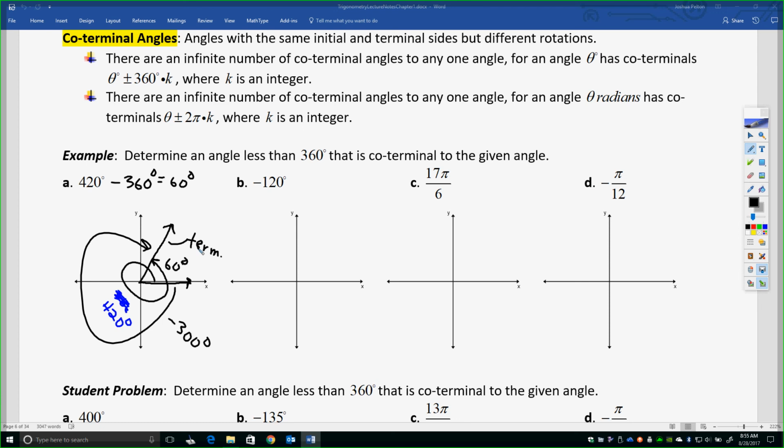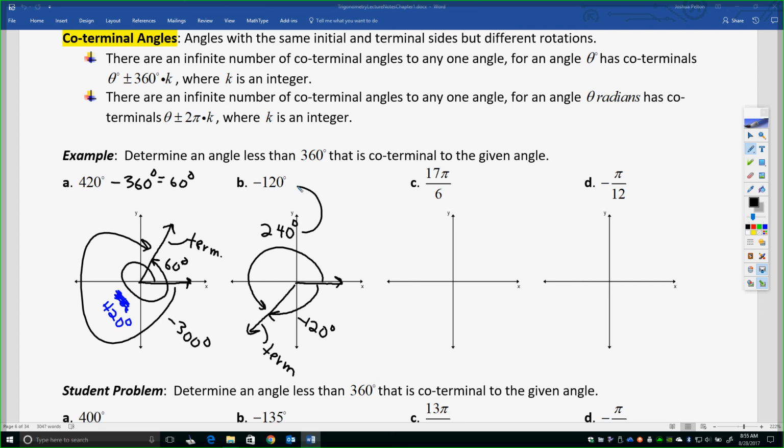So 420, 60, and negative 300 are all coterminal angles, because they all have the same terminal side. Okay, so let's try negative 120. The initial side is right here, so you have to go negative 120, which goes this way. If I went the positive way, this would be 240, because the total has to be 360 going all the way around. So the coterminal angle to 240 is negative 120, and negative 120 is coterminal to 240, so it works both ways, because they have the same terminal side.